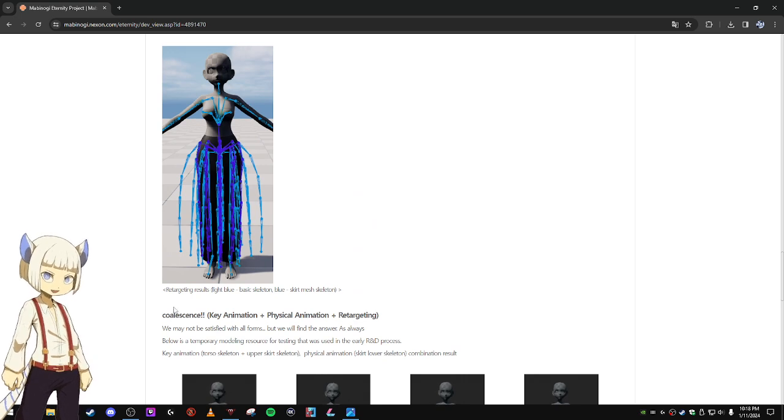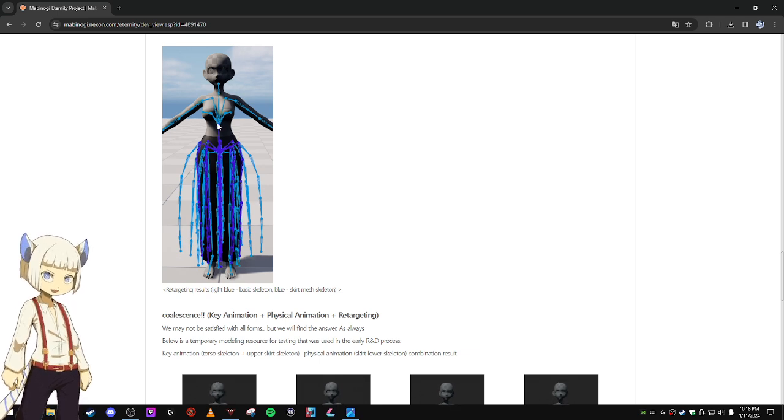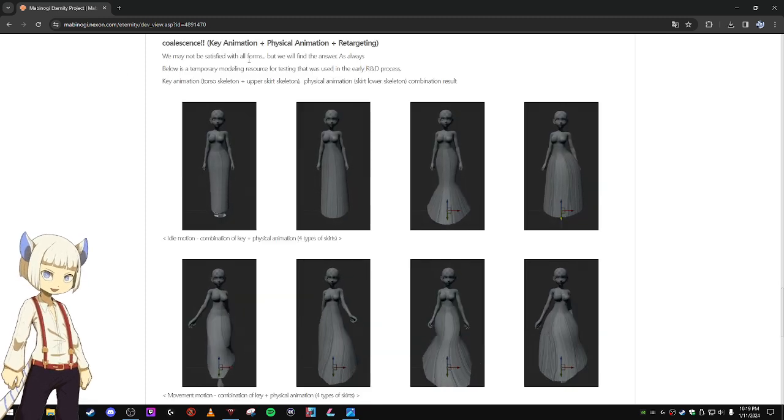So you can see in this image here, retargeting results. The light blue here is the basic skeleton, and the normal blue is the skirt mesh skeleton. We may not be satisfied with all forms, but we will find the answer.